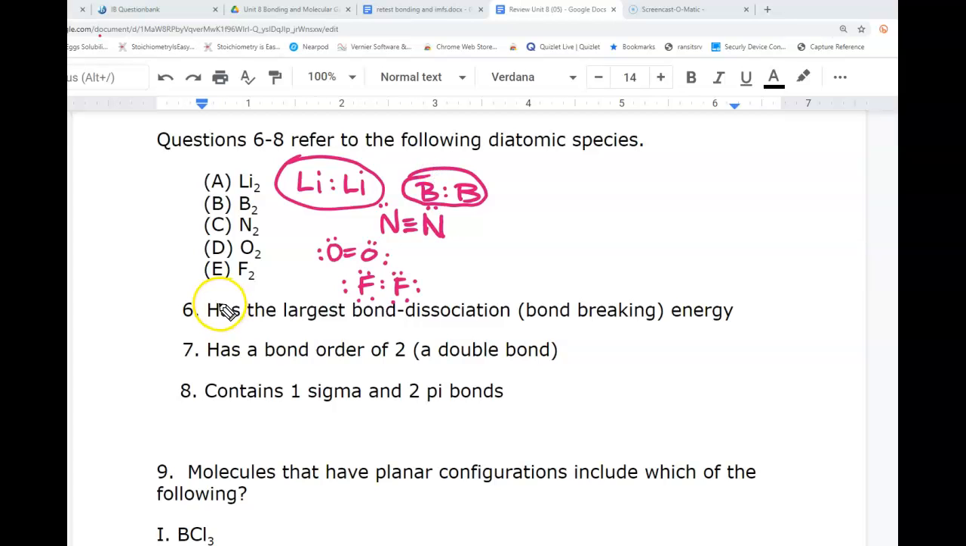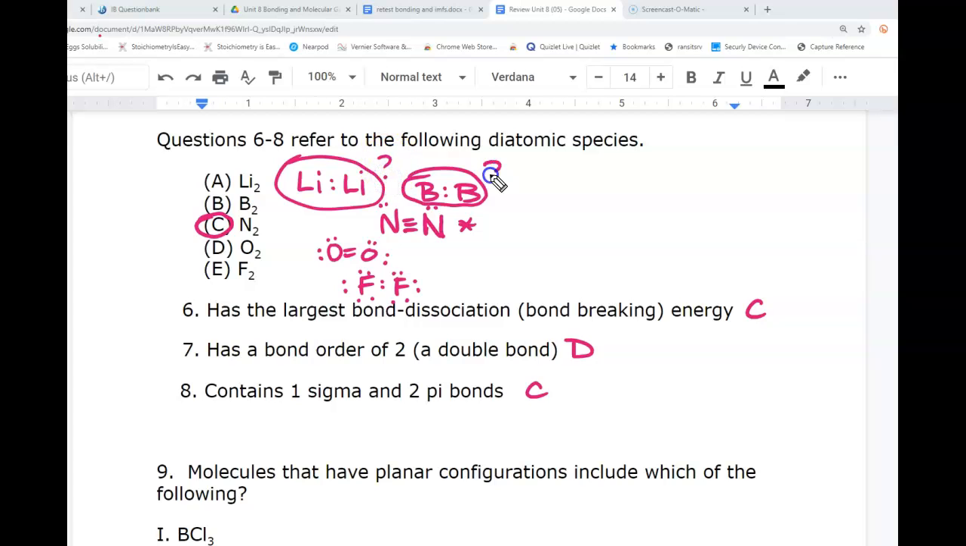It's having the question of which has the largest bond dissociation energy, and you would have to pick the one that has the triple bond, because it would take the most energy to break the triple bond. So that's going to be our correct answer, C, for that one. Which has a bond order of 2, that's going to be D for the oxygen, and which contains 1 sigma and 2 pi bonds, and that's going to go back to C, giving you sigma and pi bonds.